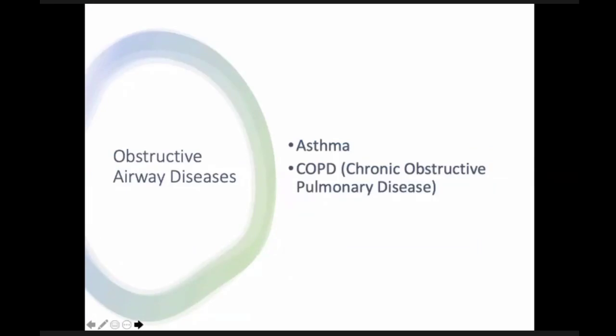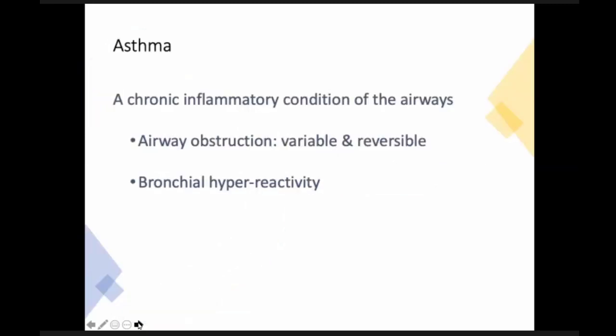And they are called obstructive airway diseases because the main problem is that there is narrowing or obstruction to the airways, breathing tubes, and because of that, there's a limitation of the airflow. So both asthma and COPD are obstructive airway diseases. So if you take asthma, what is asthma? If you are asked to define what asthma is, it is a chronic inflammatory condition of the airways.